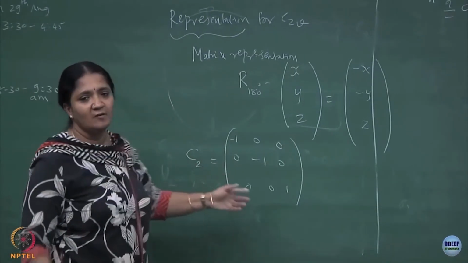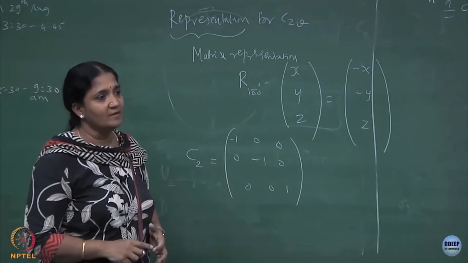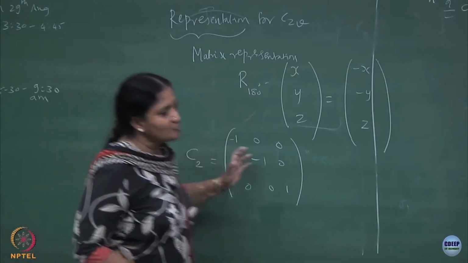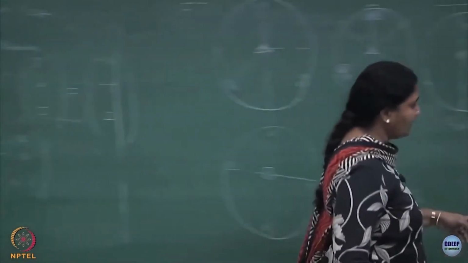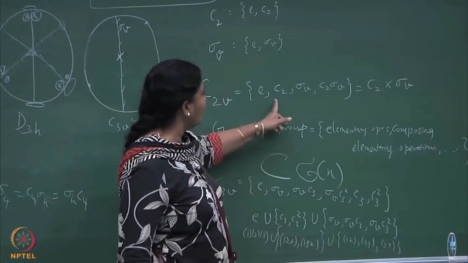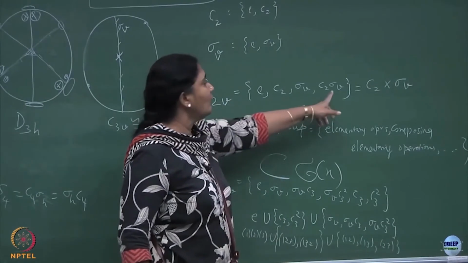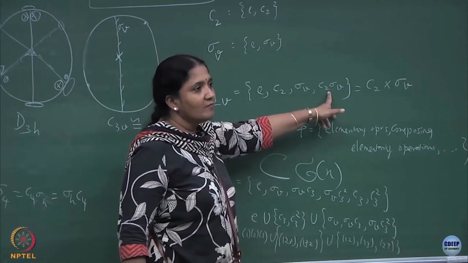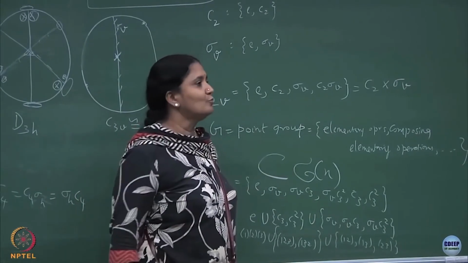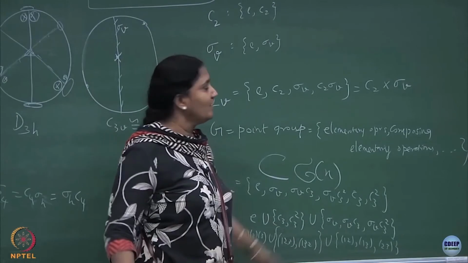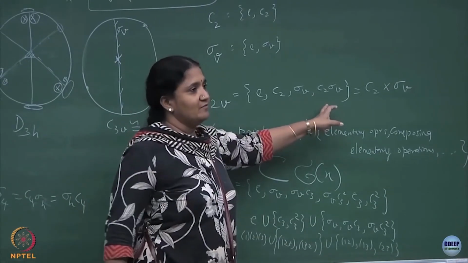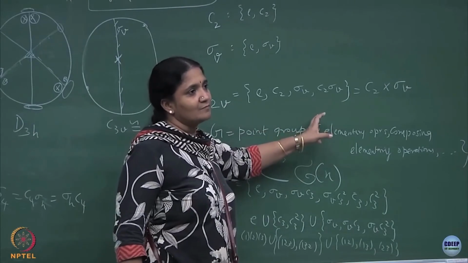And similarly, all the other elements can be written. And clearly, once I have written this, the properties which you have, if you multiply sigma v with C2, you will get one of those elements which is C2 sigma v, and you can verify that those are the other two mirror planes which you have. One mirror plane was sigma v, C2 sigma v is the other mirror plane. So, you get the other mirror plane.